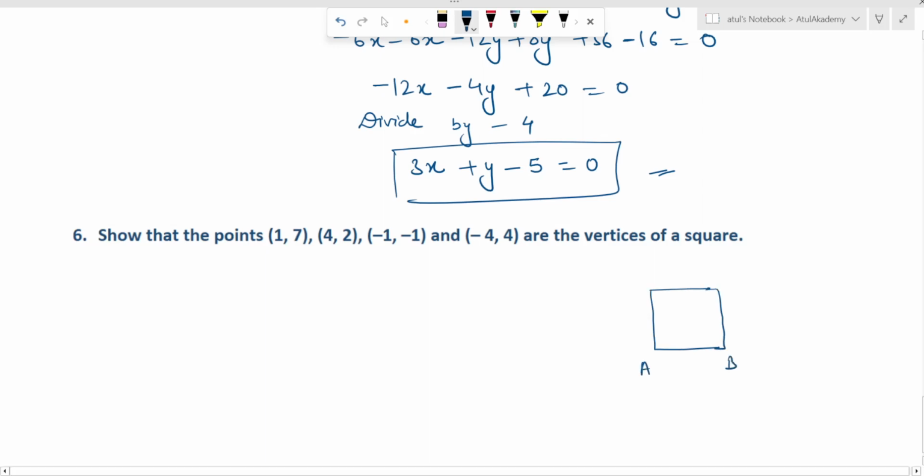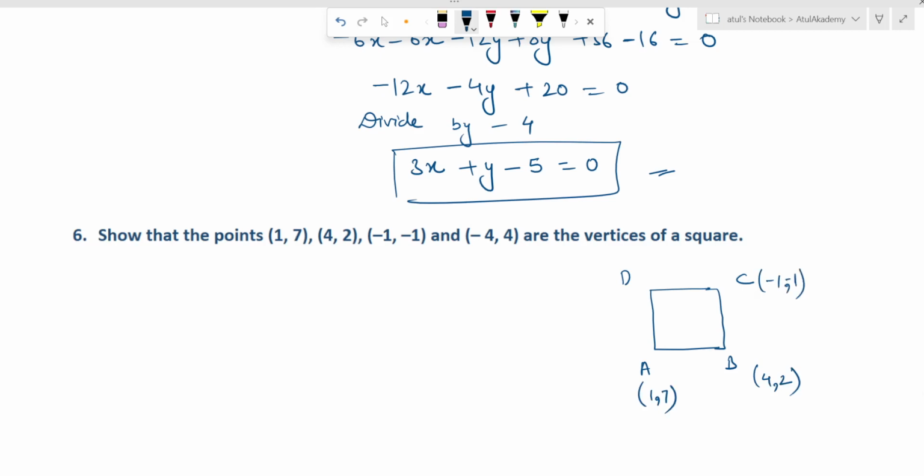So let's say we have ABCD the square. What is this? I'll take in the same order: (1, 7), (4, 2), (-1, -1), (-4, 4). Whenever these types of questions come, you just take in that order only. You will get the answer easily. So what I'll find out here is AB first. So AB will be what? Let's find out. AB will be 4 minus 1 square plus 2 minus 7 square.